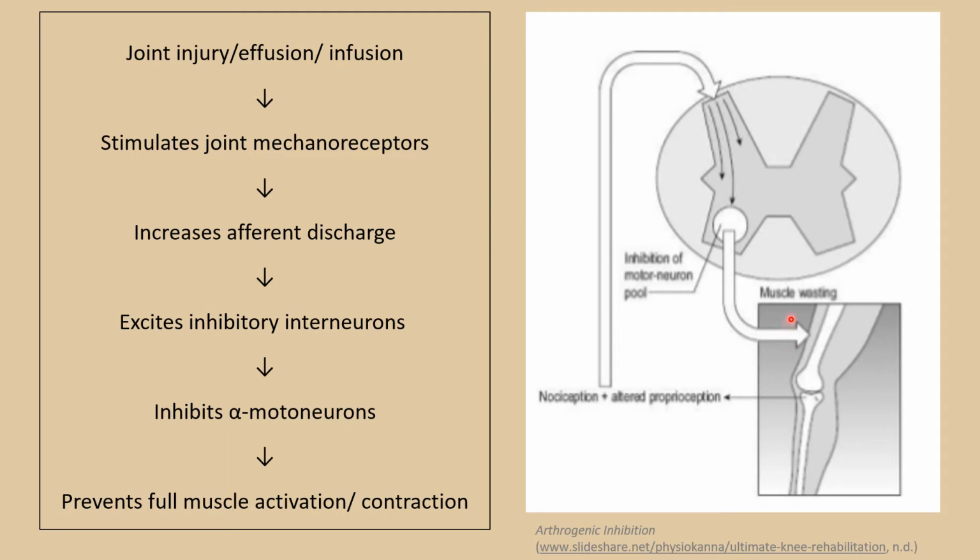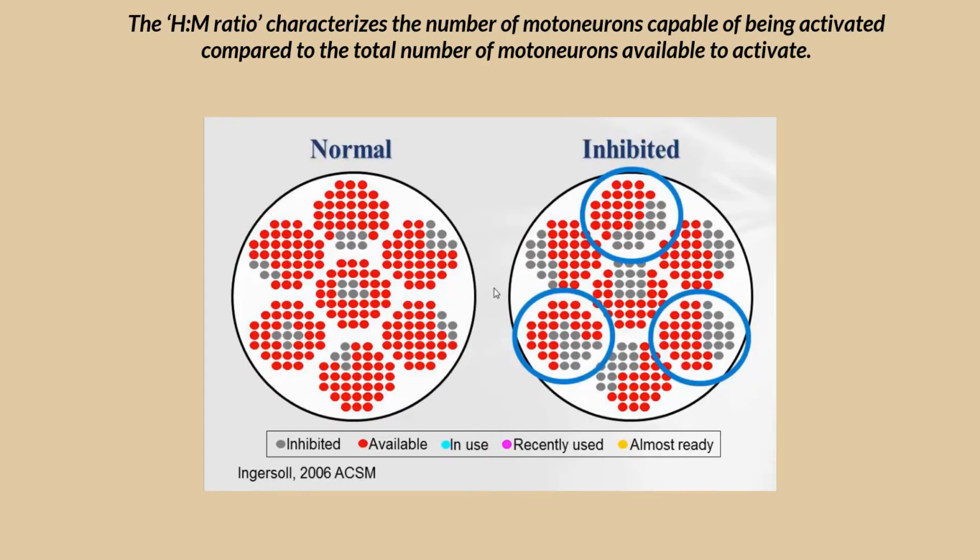There are some different theories about what's exactly happening at the spinal cord level, but those are the basics. You can actually measure or quantify AMI with something called the H/M ratio, which basically represents the total number of motor neurons capable of firing versus the total number of motor neurons that are actually firing. And the rest of these are inhibited. We'll show some examples about this later.